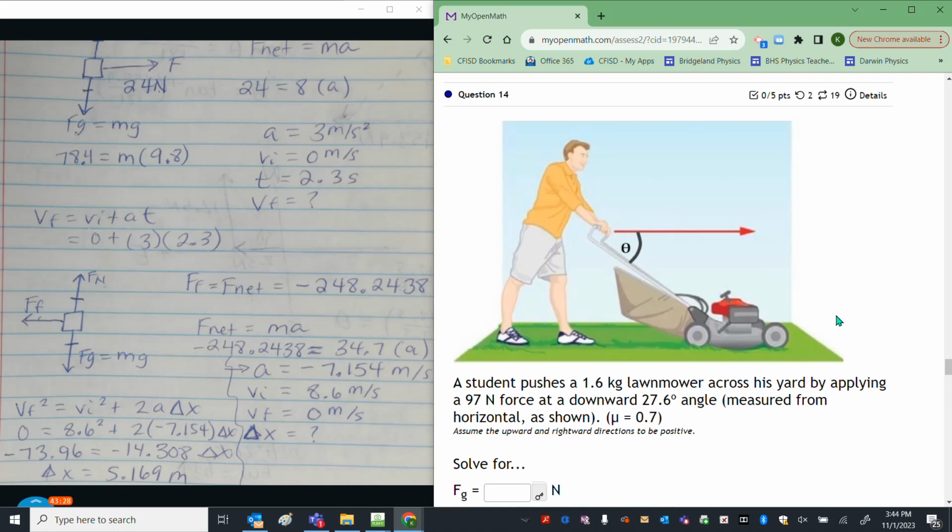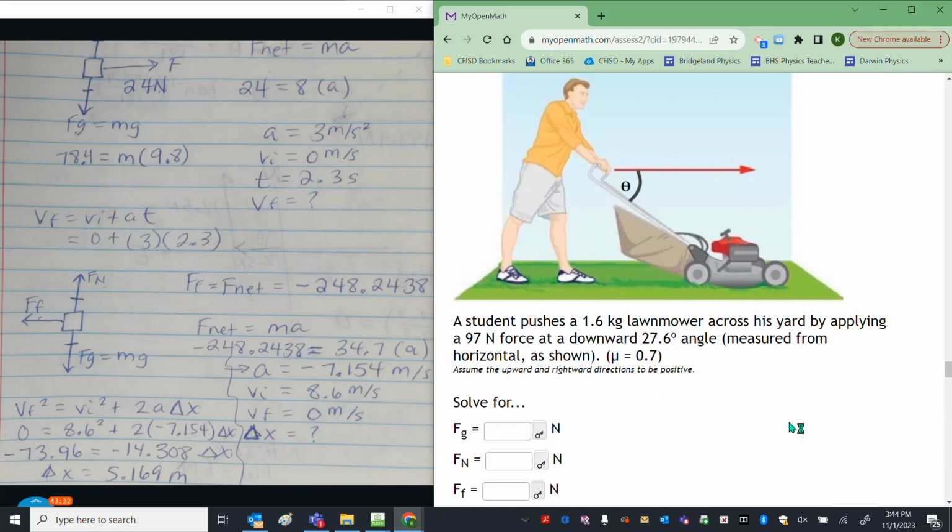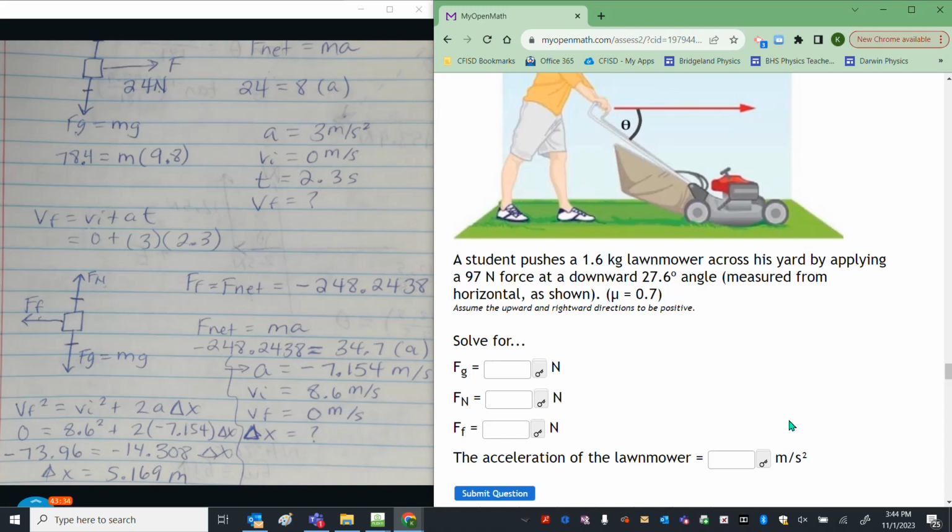Question 14 says, a student pushes a 1.6 kilogram lawnmower across his yard by applying a 97 newton force at a downward 27.6 degree angle measured from the horizontal as shown. Mu is 0.7. Solve for. Again, you need to be able to do this. This is what you're going to be doing in the free response, basically.